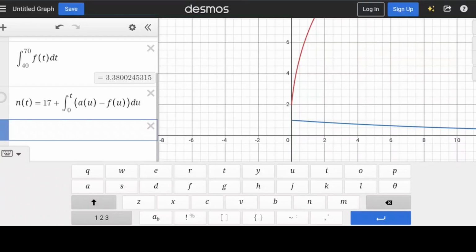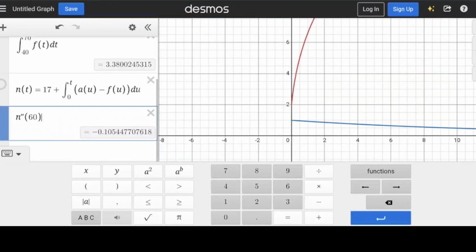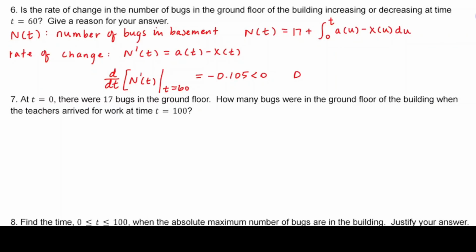What we really want is n double prime of 60. Okay, taking the derivative of n prime of t at t equals 60, negative 0.105. So I say it's decreasing. Now I will say I'm looking at my answer key on the digital key, and it says a prime of 60 minus x prime of 60 equals negative 0.105, which is less than 0, decreasing. So the work is largely the same. I just didn't think to already start in with n of t at that point. But if you just were talking about a prime minus x prime being a negative number, that's great.